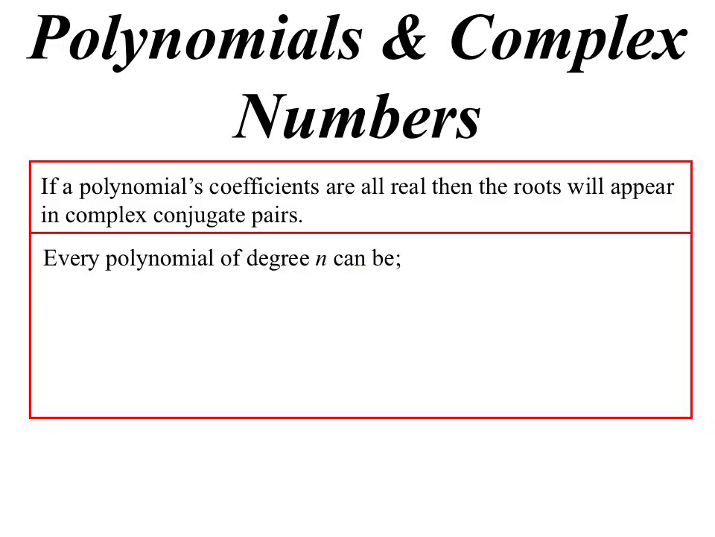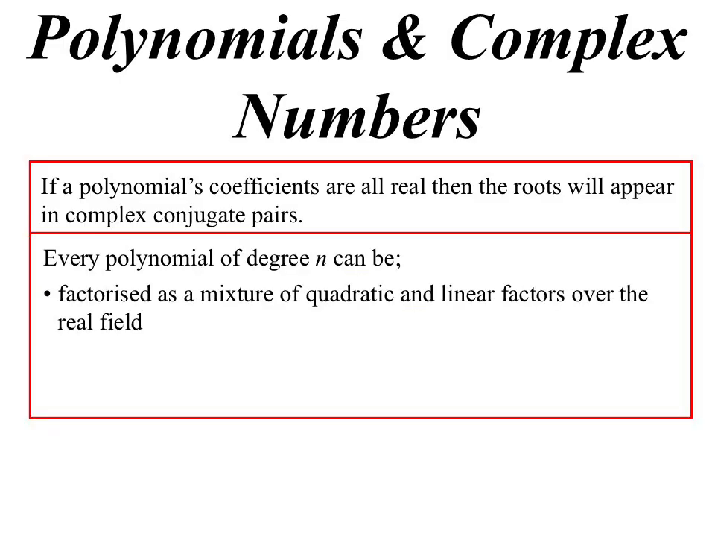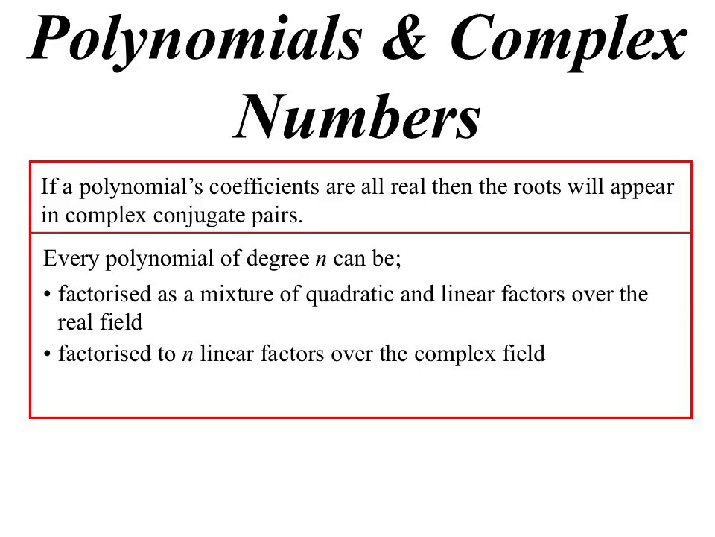What that means is every polynomial of degree n, we know it can be factorised down to a mixture of quadratic and linear functions. That's over the real numbers. We're just using real numbers. But once we go into complex numbers, that now means everything can become a linear factor. Right? Some of them might involve complex numbers, but we can create n linear factors.